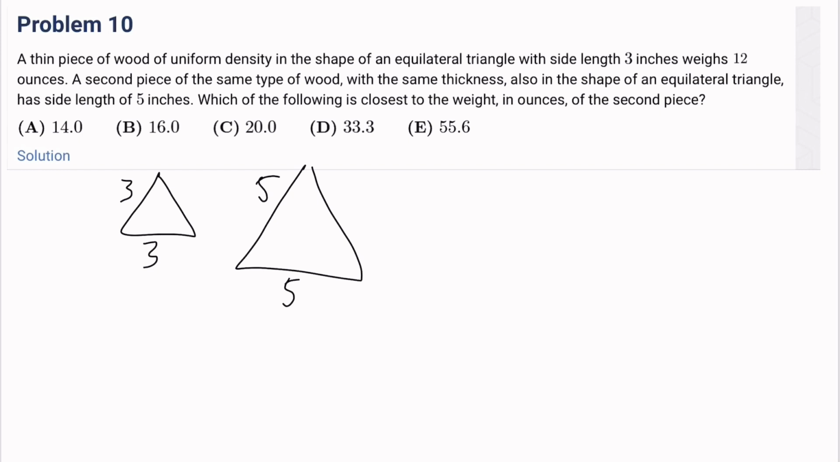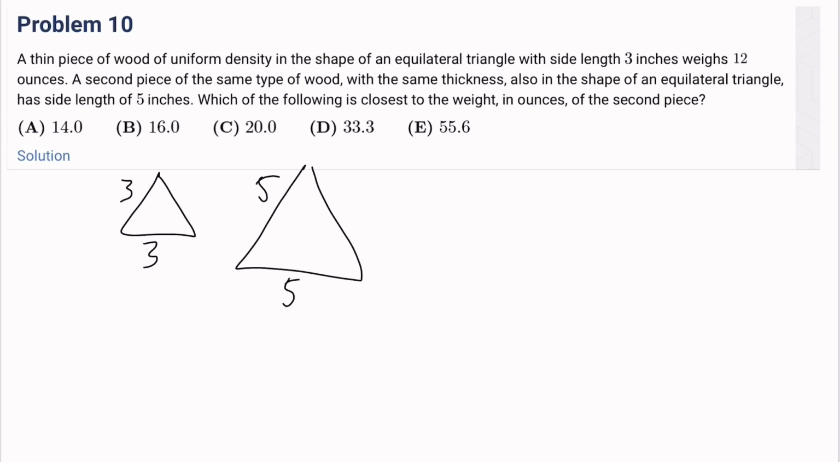And we need to compare the weights, right? But since they have the same thickness, their weight will be proportional to their area, right? And so we need to find out the ratio of their area. And since they are both equilateral triangles, they are similar.